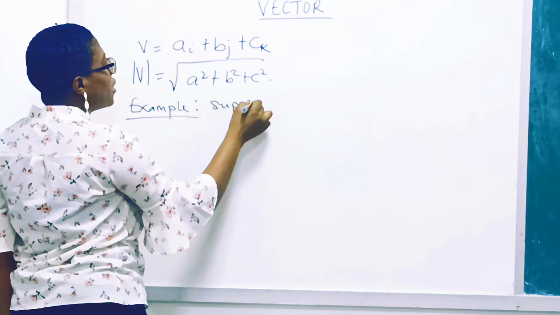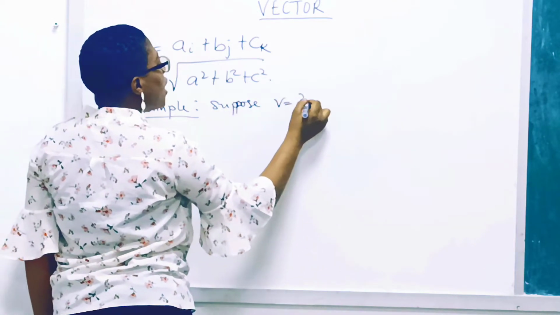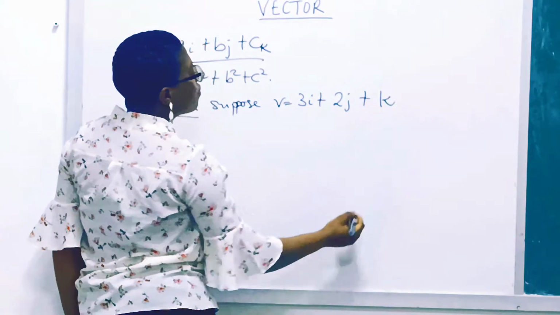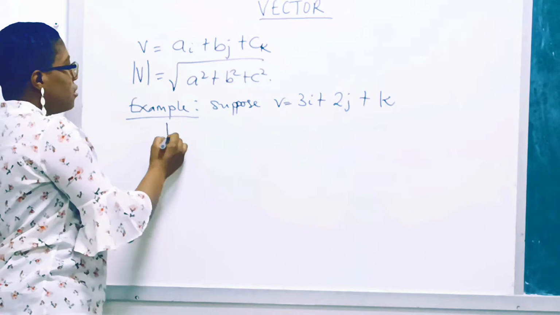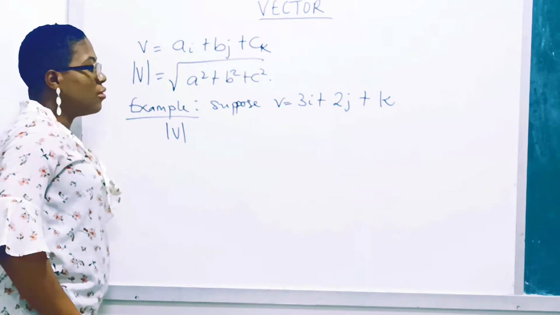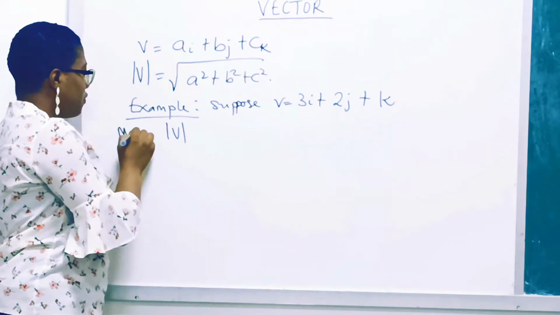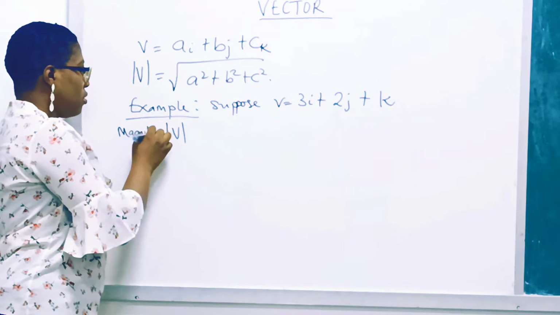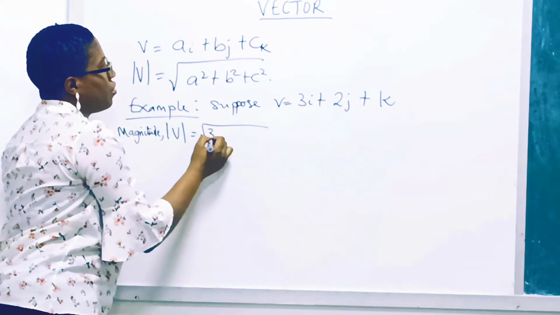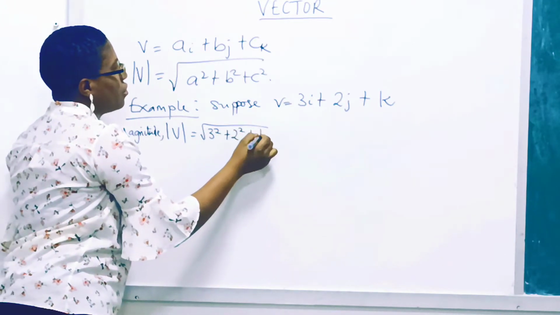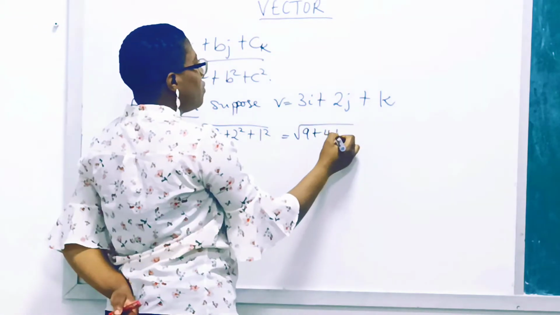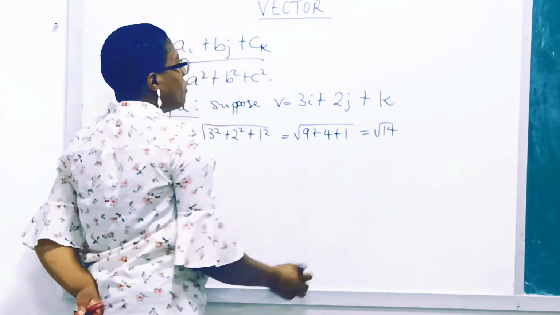Suppose we are given V equal to 3i plus 2j plus k. Find the magnitude of that and express that vector as a product of its magnitude and its direction. So the magnitude, first of all, is the square root of 3 squared plus 2 squared plus 1 squared. 3 squared is 9, 2 squared is 4, plus 1, root 14, right?